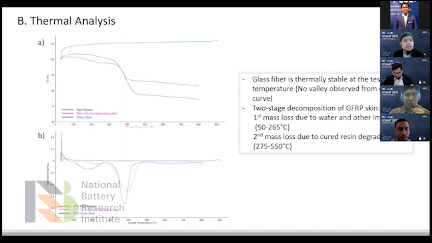From the thermal analysis, we found that the glass fiber is thermally stable at the test temperature that we employed, from 0 up to around 350 degrees, and there is a two-stage decomposition involved when we apply this test. First, mass loss due to water and other impurities in the range of 50 to 265 degrees Celsius, followed subsequently by the second mass loss due to cured resin degradation, found in the temperature range between 275 and 550 degrees Celsius.